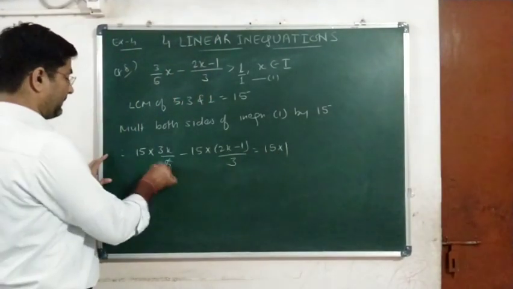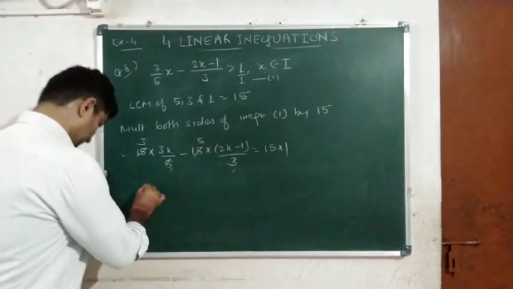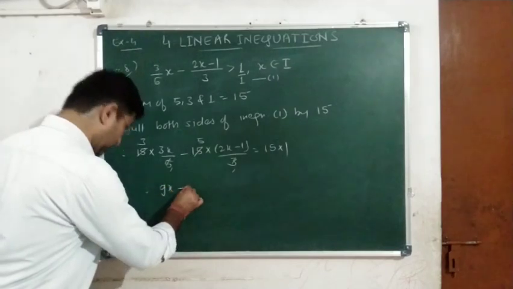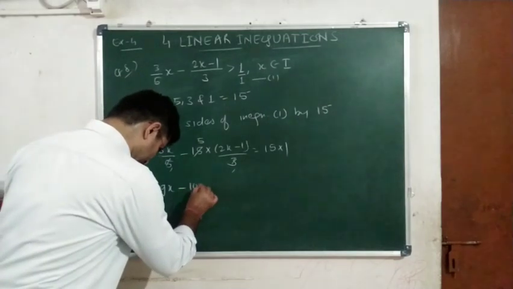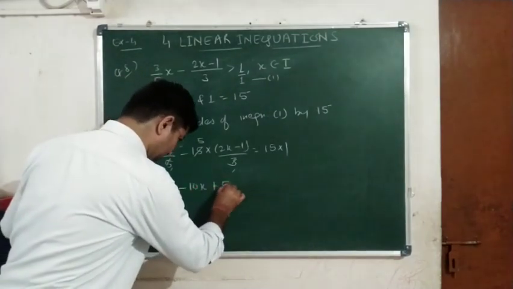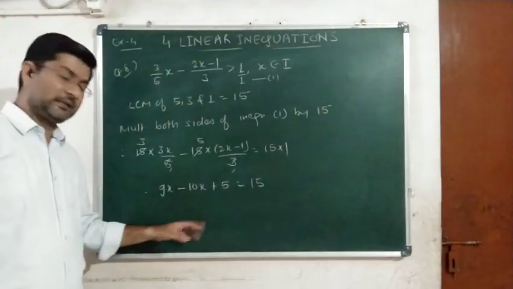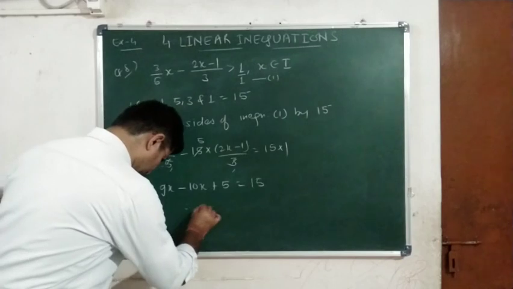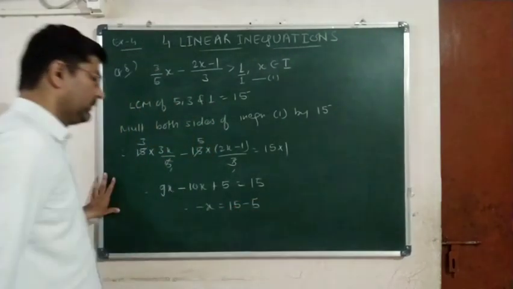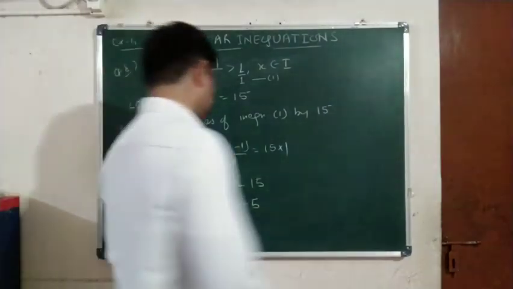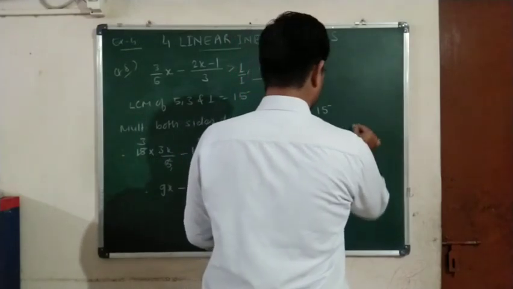Now let us simplify. 5 ones are 5, threes are 3, ones are 3, 5 threes are 15, therefore 3 3s are 9x minus 5 times (2x minus 1), 5 2s are 10x plus 5 1s are 5, is greater than 15. Now 9x minus 10x is minus x, 5 will transpose, so minus x is greater than 15 minus 5. 15 minus 5 is 10. Therefore, minus x is greater than 10.